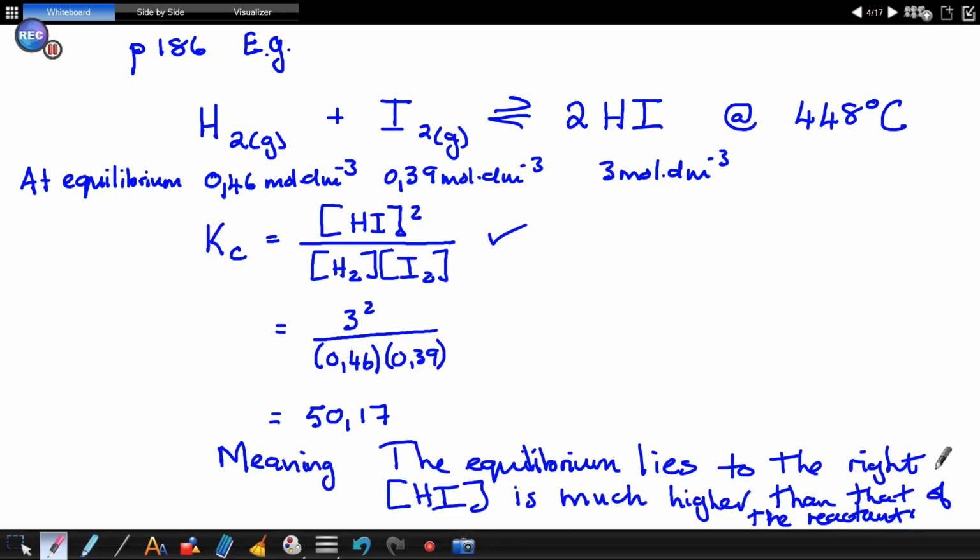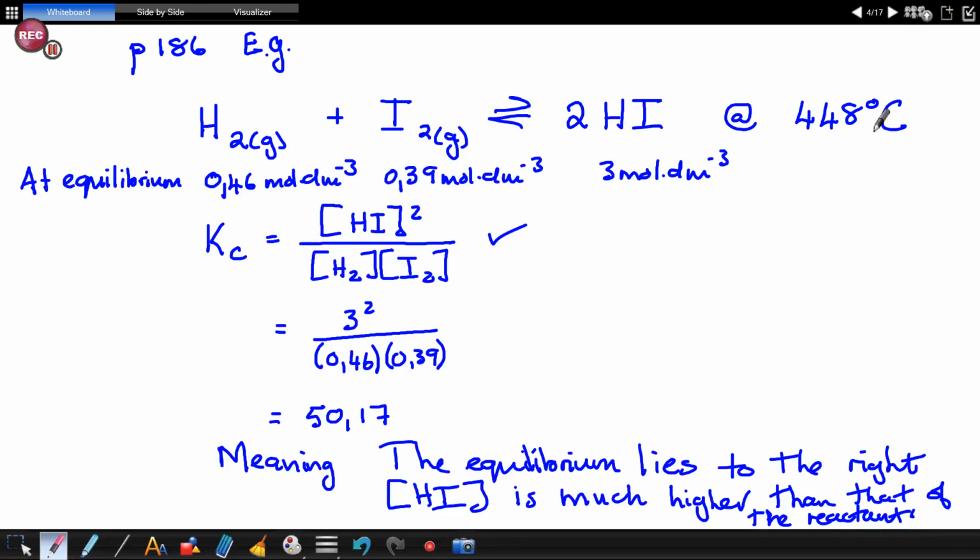If we were to swap the products with the reactants, would it then give us a different value? Yes. Let's do that.